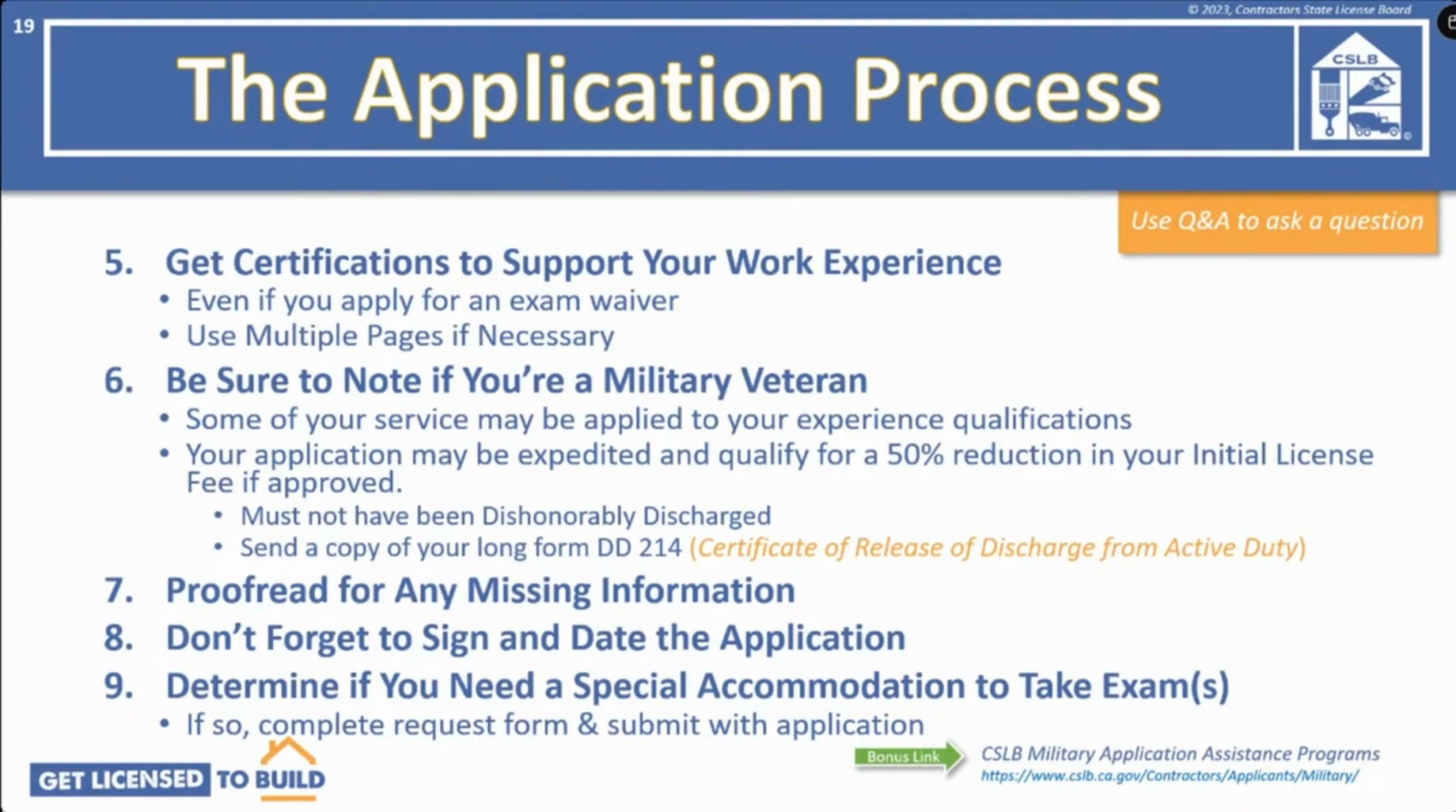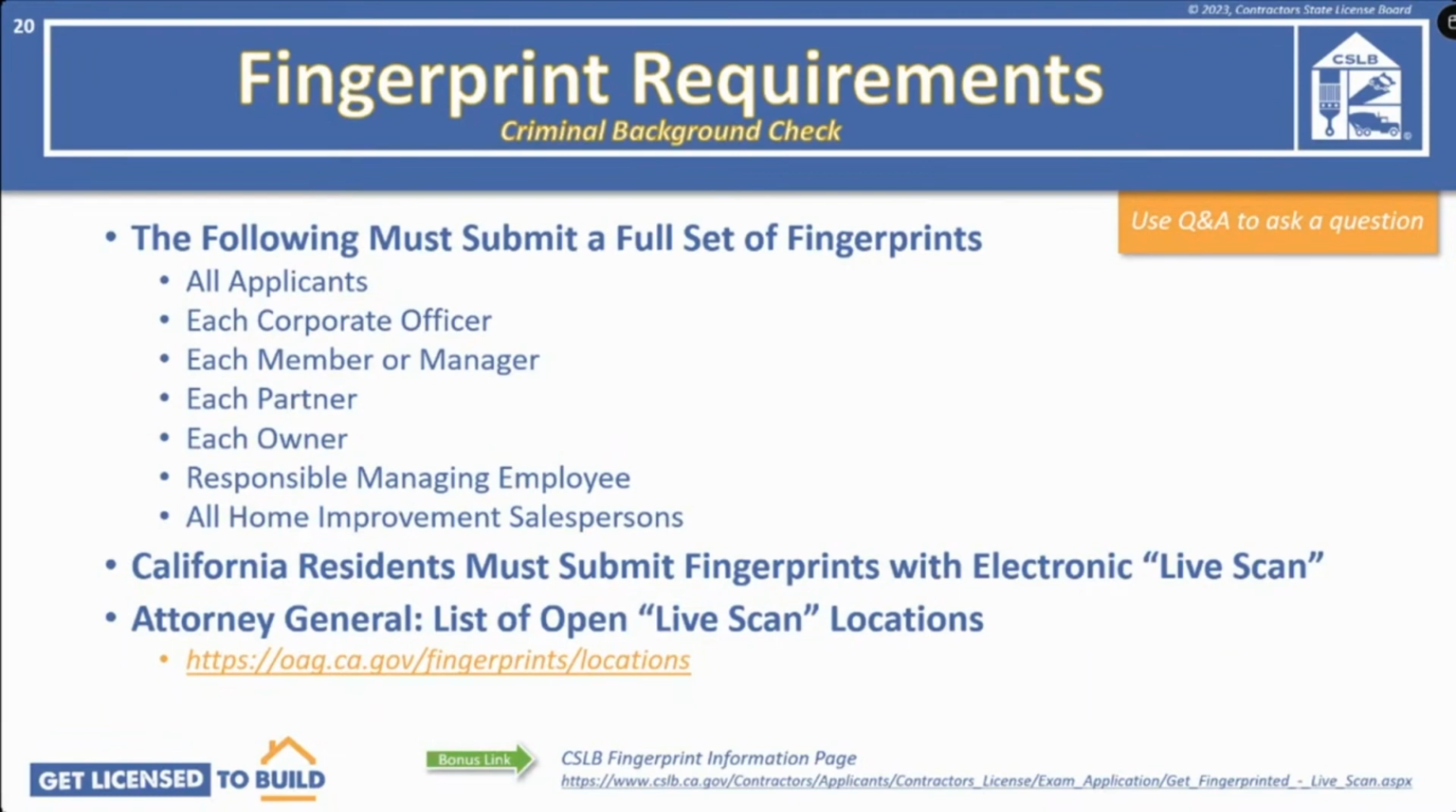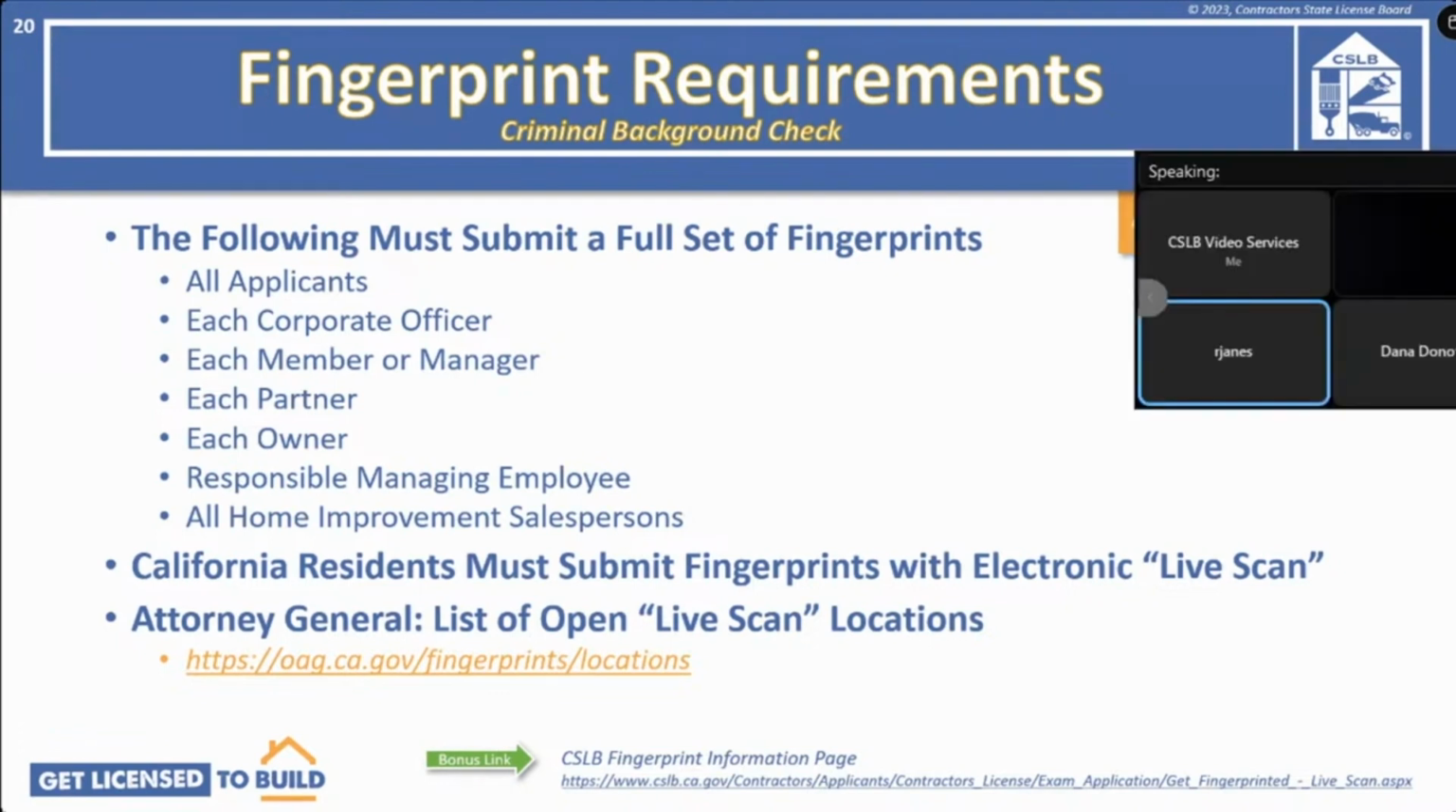Next, let's take a closer look at our fingerprint requirements, which are used for a criminal background check. This is a list of those who must submit a full set of fingerprints to CSLB, depending on the type of business entity: all applicants, each corporate officer, each member and manager, each partner, each owner, the responsible managing employee, and all home improvement salespersons.